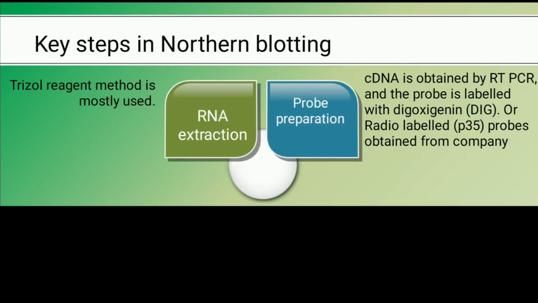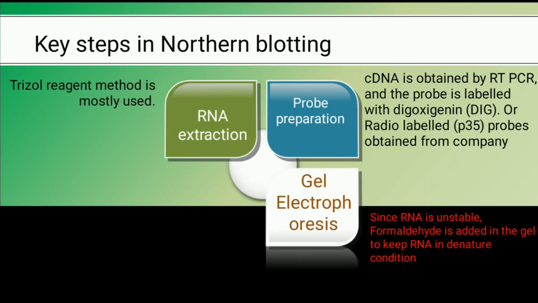The second step is preparation of a probe. The cDNA is obtained for our specific RNA of interest by RT-PCR and the probe is labeled with non-radioactive DIG or radio-labeled P32 probes. So once we get RNA and probes, the next step is we have to perform gel electrophoresis.